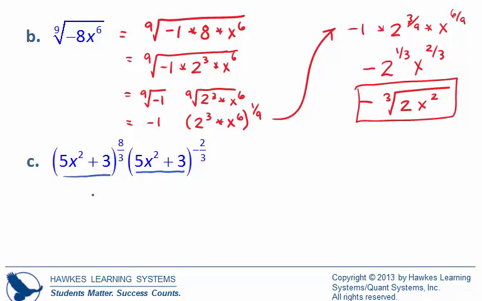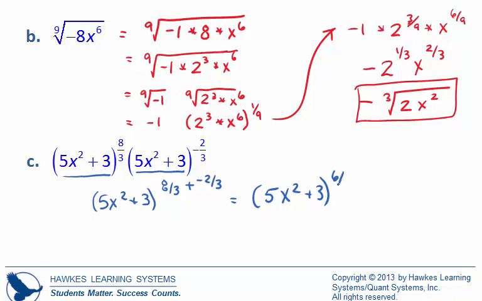So we have a rule that says that if your bases are alike and you're multiplying, your exponents should be added. So we're going to take 8 over 3, and we're going to add negative 2 over 3. So that's going to give me (5x² + 3) in parentheses raised to the 6 over 3 power, which is the same thing as (5x² + 3) raised to the 2nd power.